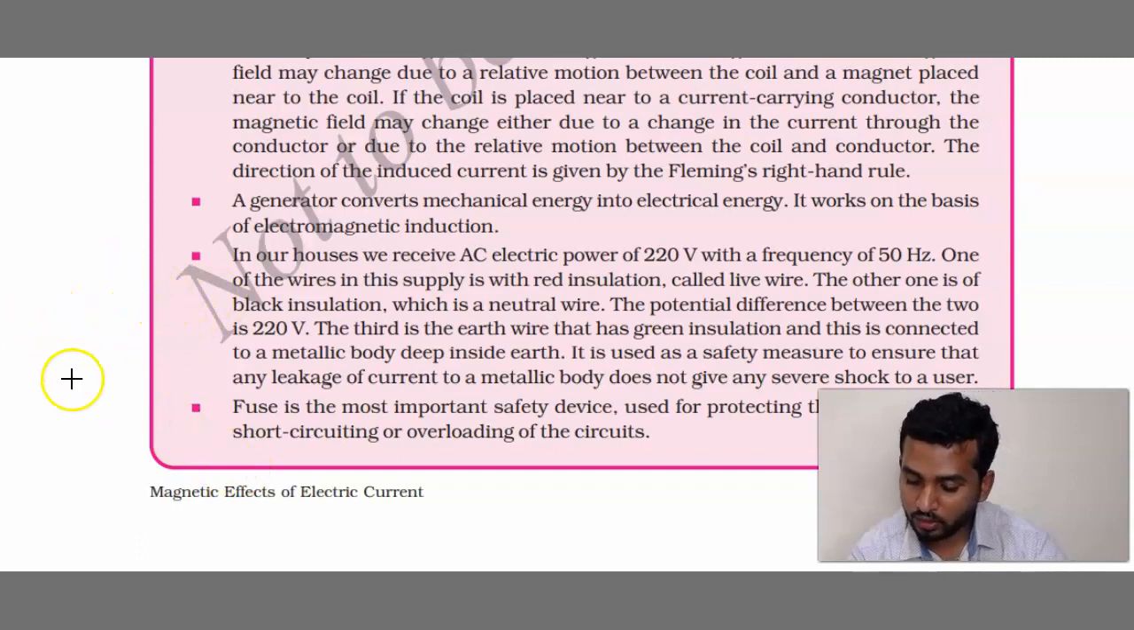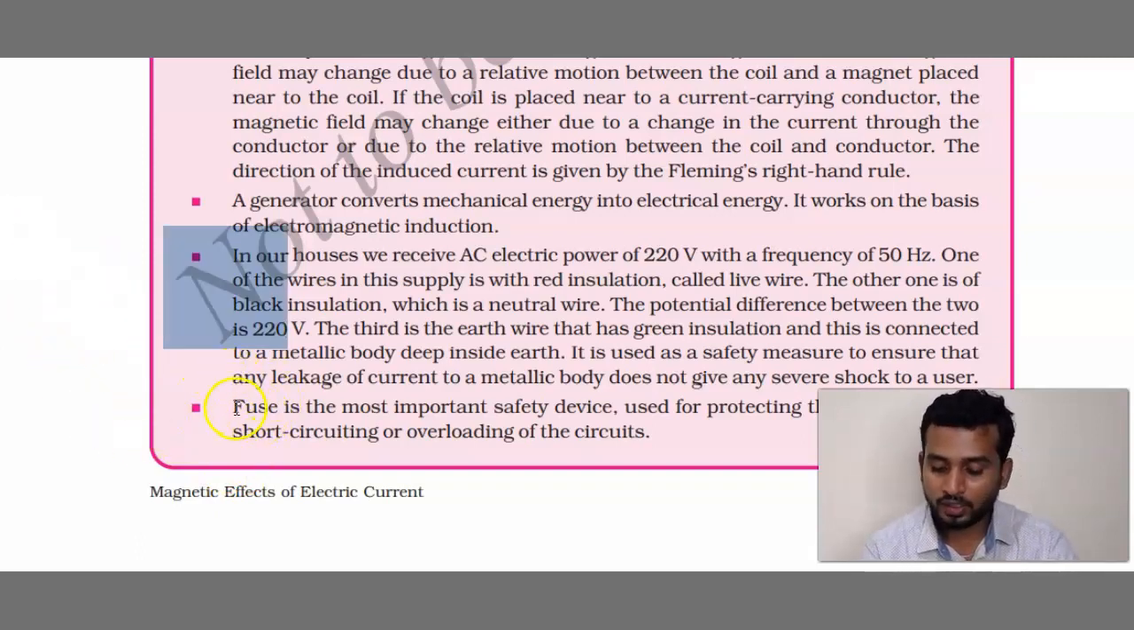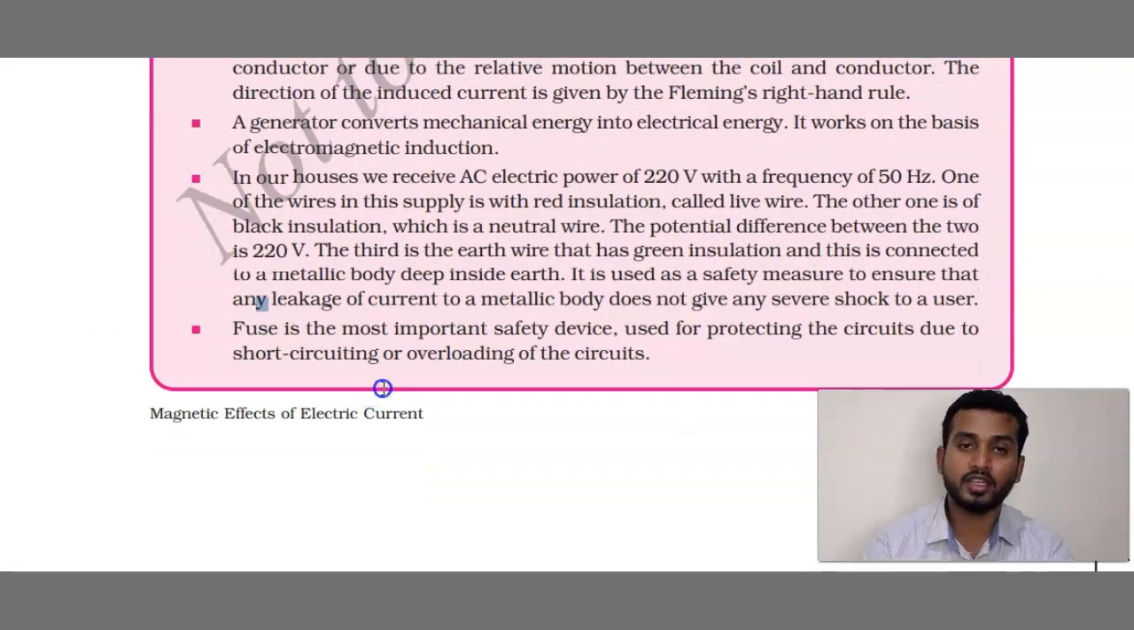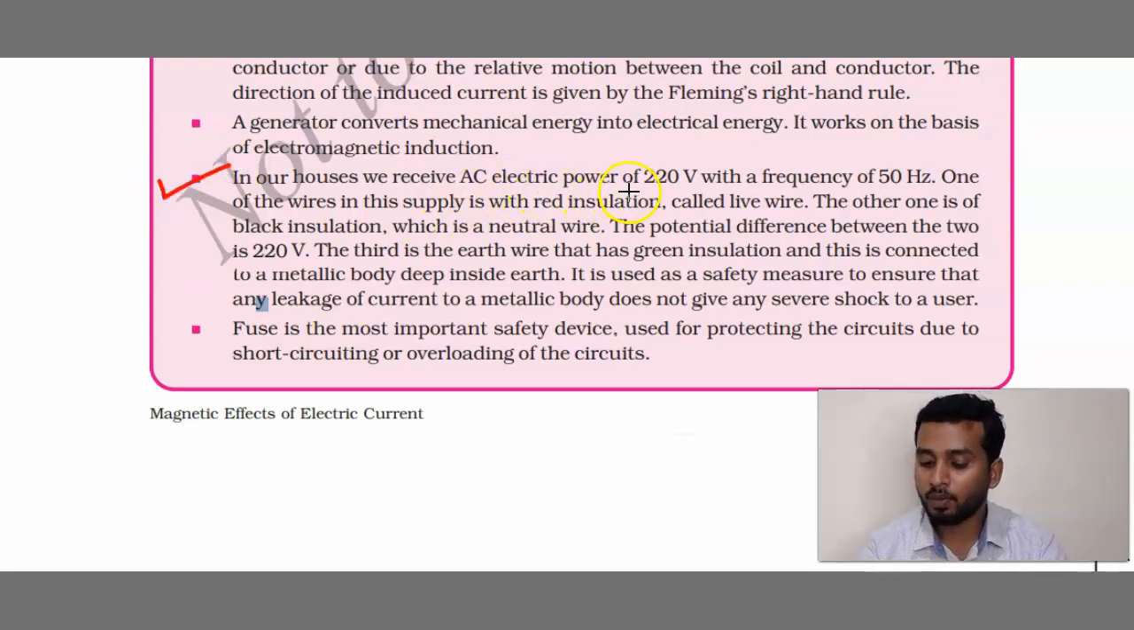We can see here, children, I can tell you one thing. This point is related to your domestic electric circuit. It is very important. You have to go through it. From these points to remember and this last summary, you can expect more questions, so you have to be very careful. Got it? In our houses, we receive AC power of 220 volts with a frequency of 50 hertz. That is the range we are getting.